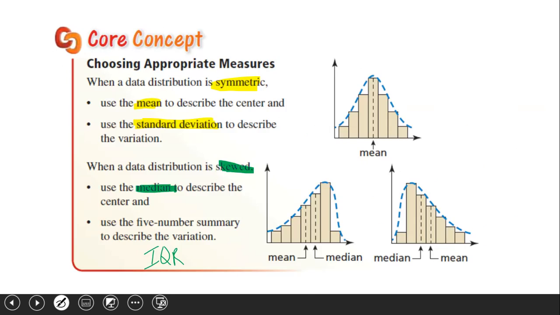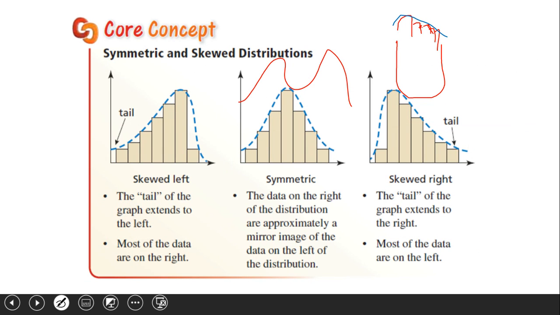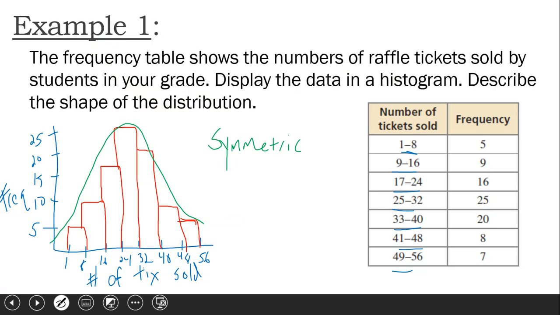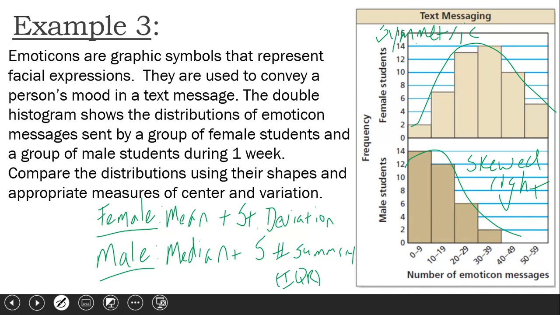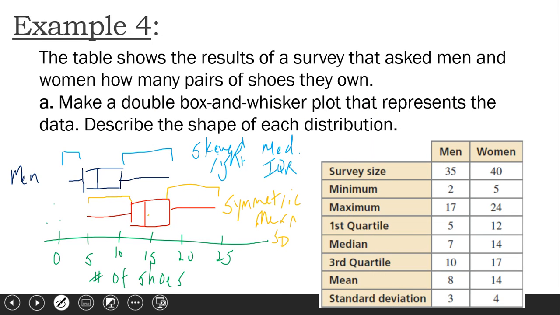Okay, that's all for today. So key things for today. Make sure that you're able to remember the shapes of distributions: skewed to the left, symmetric, and skewed to the right. Make sure that you're able to make a histogram. You can use plenty of online tools to help you do that. Make sure that you know that mean and standard deviation go with symmetric distributions. Median and 5-number summary or interquartile range go with skewed distributions. And then make sure you're able to know when to use each of those, to describe the shape by looking at a graph, and to make some box plots and describe shape and what goes with what from those as well.